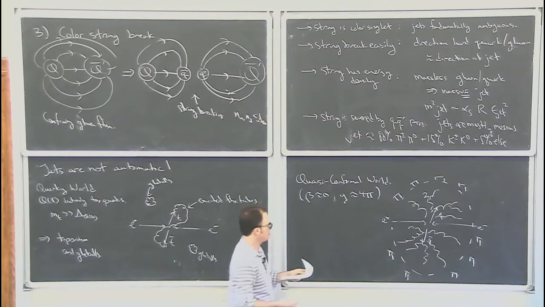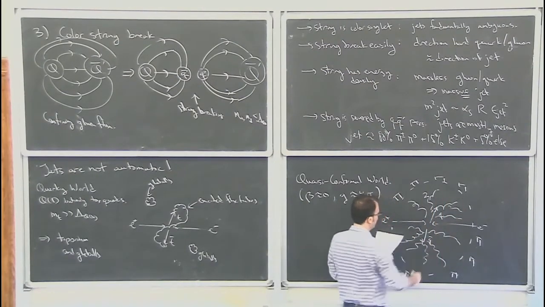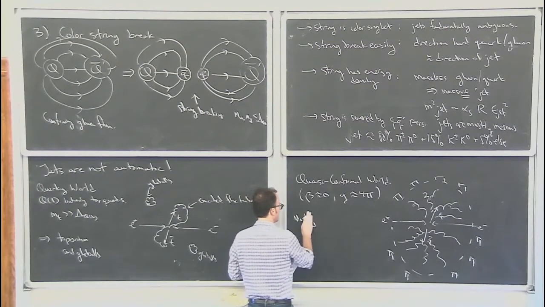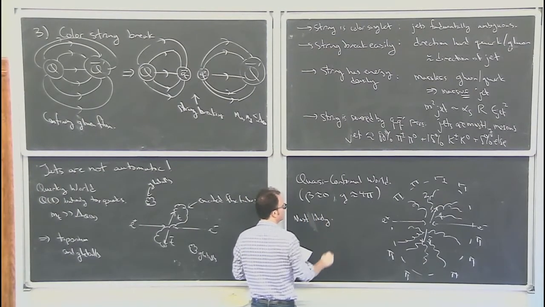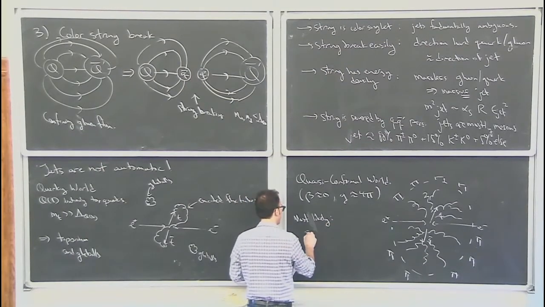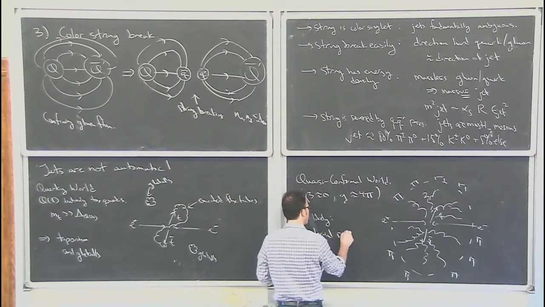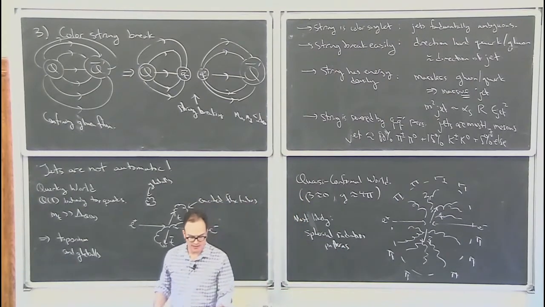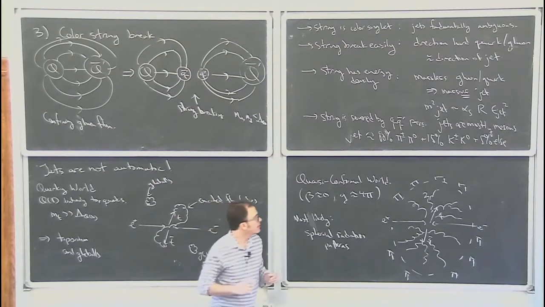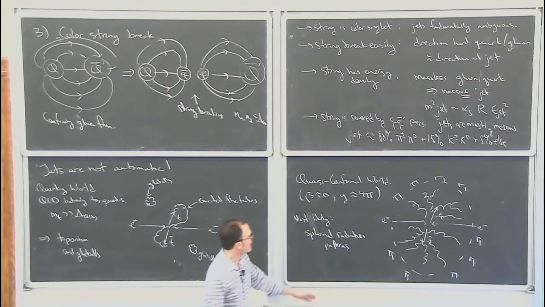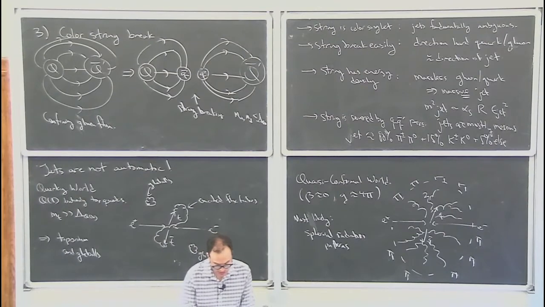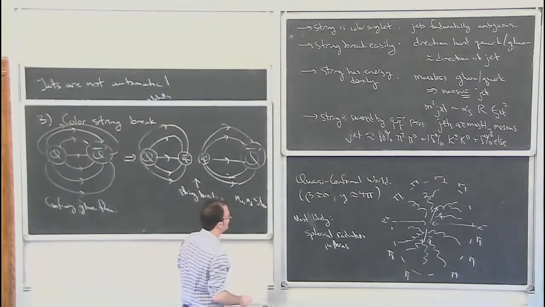Because there's no hierarchy of scales, there's no characteristic size that I expect these pions to be confined in. And so our best guess is that most likely the radiation patterns that I get from this type of process are spherical. So I get spherical radiation patterns, and I don't get collimated jets. Or at least if there is any collimation coming from the collinear singularity, it's washed out by the soft gluon emission. So we are lucky. We are lucky that our world is not either one of these crazy worlds.